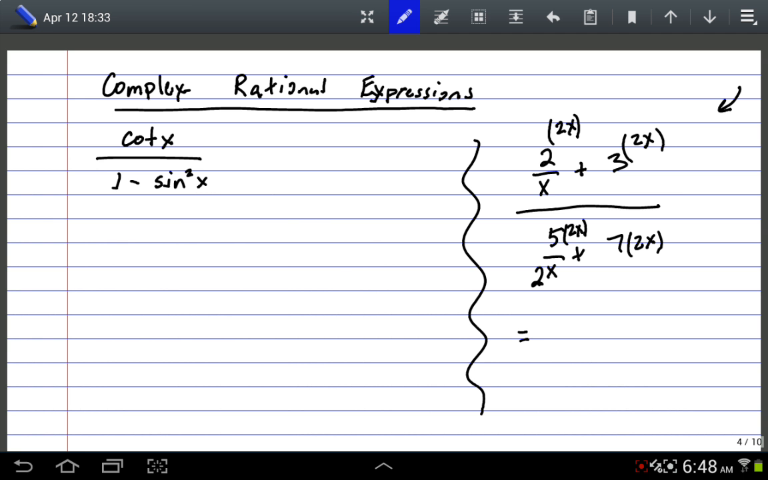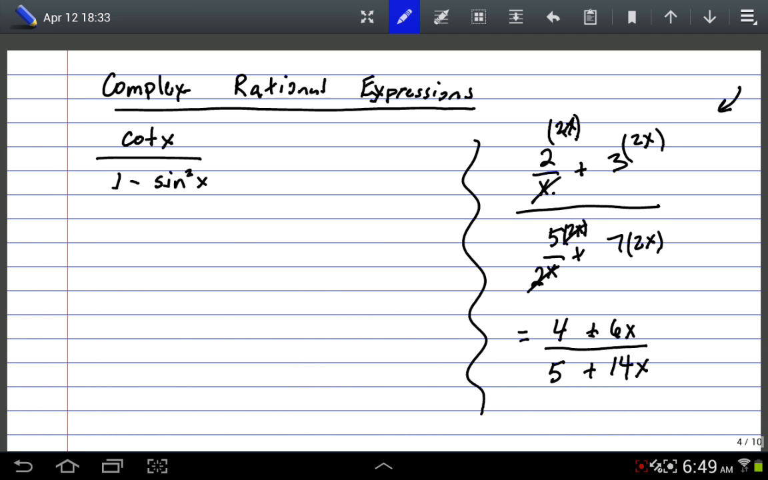Now, what's going to happen here with the x and the 2x? The x's cancel out, and that leaves me with 2 times 2, which is 4. Right here, 3 times 2x would be 6x. Right here the 2x's cancel, so that leaves me with 5. And then 7 times 2x would be 14x. You remember that algebra idea.